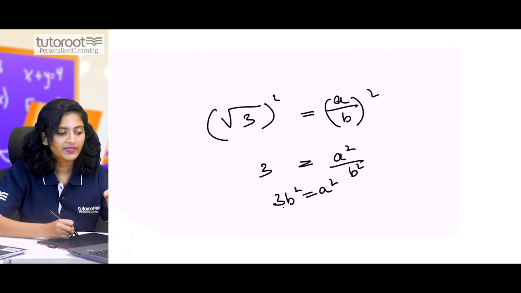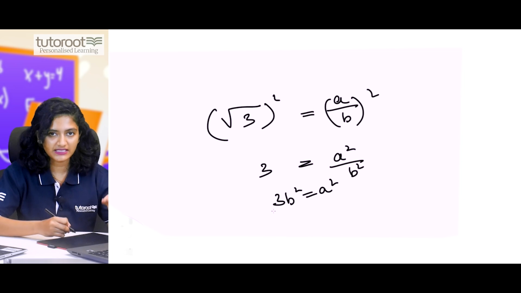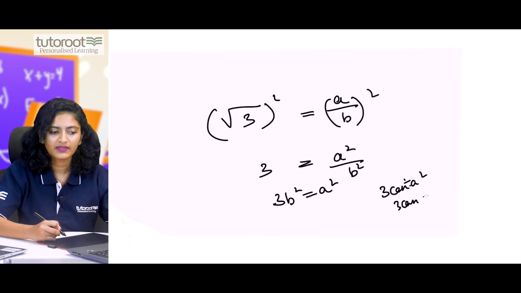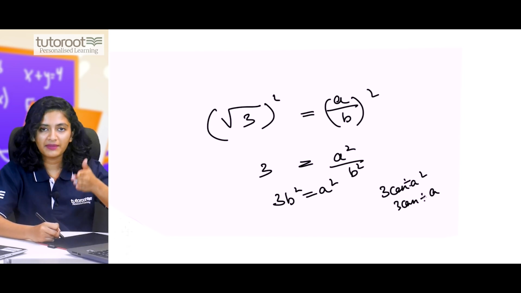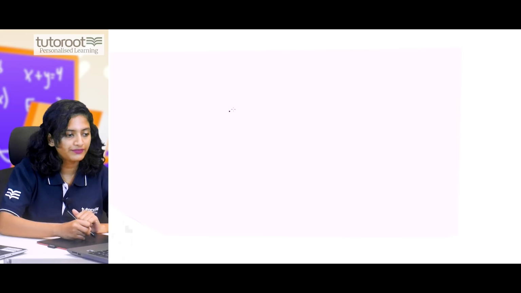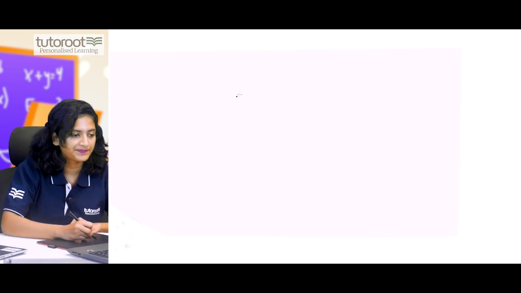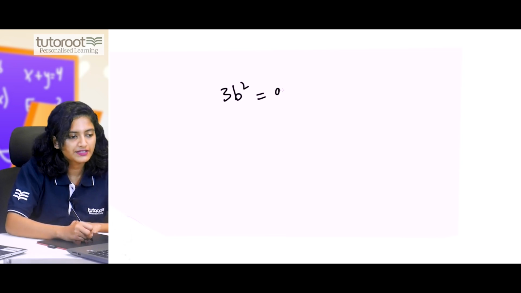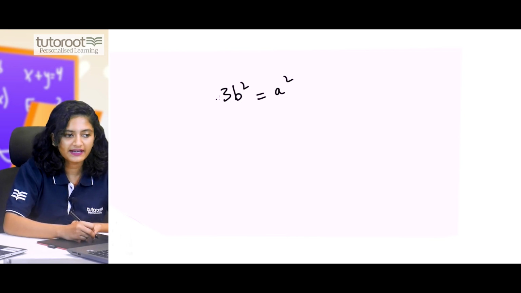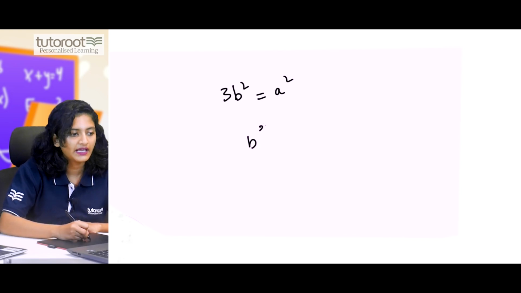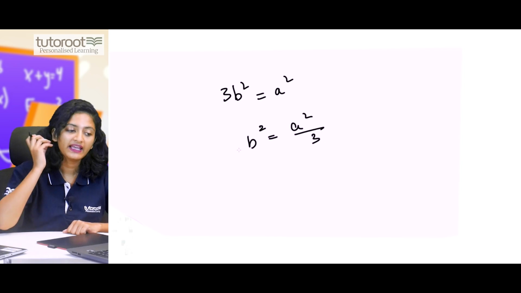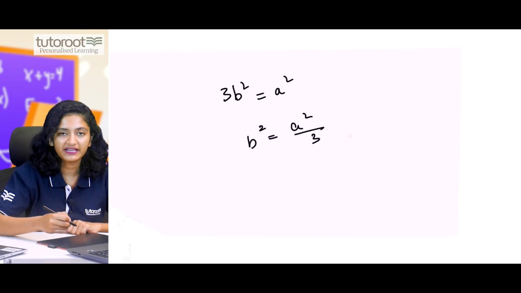This tells us that a square has 3 as its factor and that 3 can divide a square. If 3 can divide a square, 3 can also divide a. That's right, from the previous theorem that we learned. So let's write that once again. 3b square is equal to a square. Now this is a factor, so this can divide a square. So let's write b square is equal to a square by 3. So like we already said, if a square is divided by 3, a can also be divided by 3.